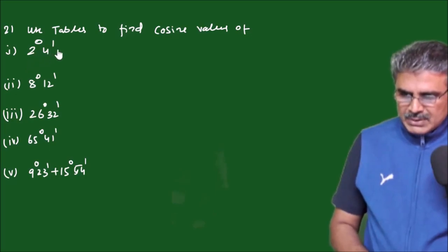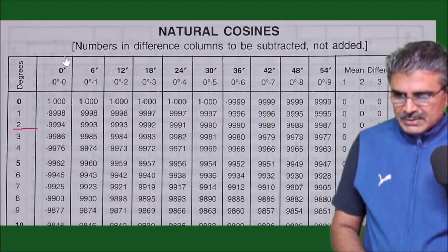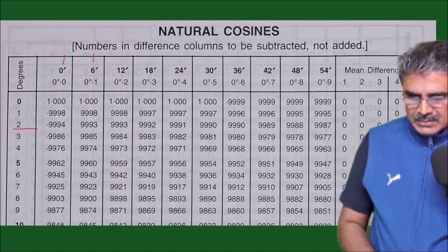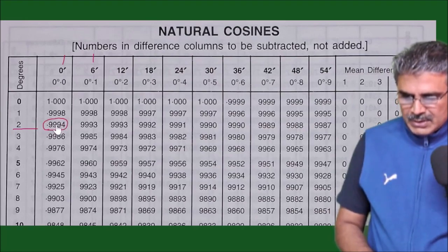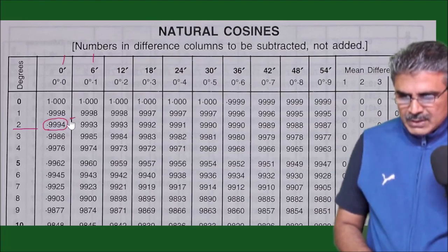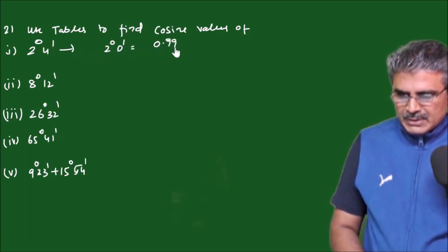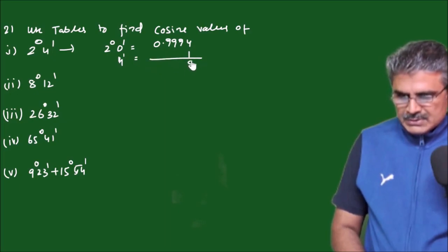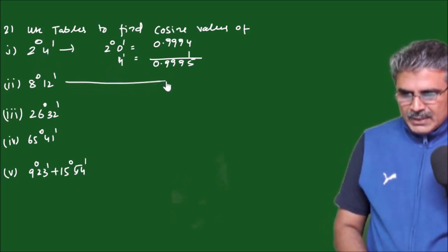First of all, we need to find 2 degrees and 4 minutes. Go to the cos table. Here the gap is from 0 to 6 only, so go for the mean difference, that is 4 here. For 4 you have 1 at that 2 degrees. So for 2 degrees 0 minutes, that means 0.9994. For that we are adding 1, so you will have 0.9995. For 2 degrees at 0 minutes you have the value 0.9994, and for 4 minutes it is 1. So the total value is 0.9995, which is the cos of 2 degrees 4 minutes.